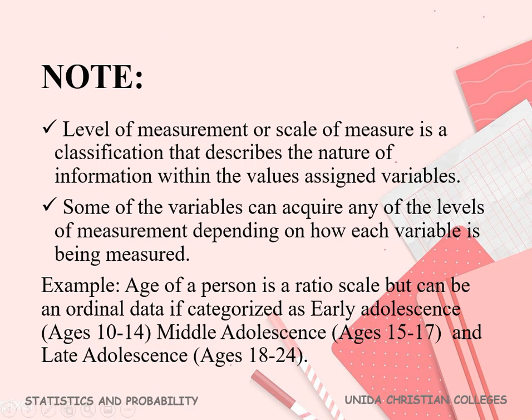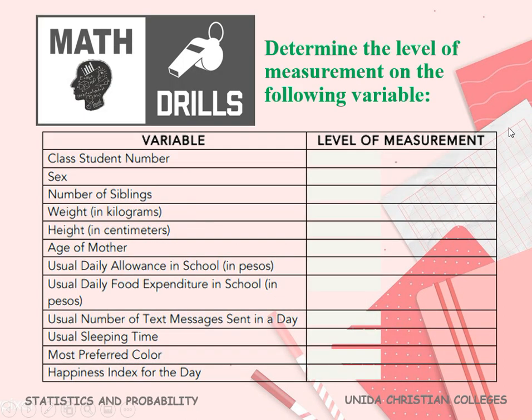Okay, so now let's have the math drills, and here we will determine the level of measurement of the following variables. So first one, we have class student number. Okay, yes, that is a nominal. Next, sex, it can be male or female. That is also a nominal since ika-categorize mo lang yan as male or female. Next, number of siblings. Of course, that is a ratio.